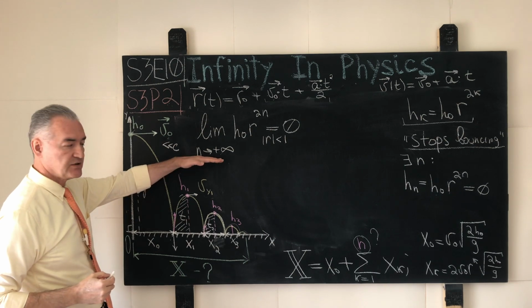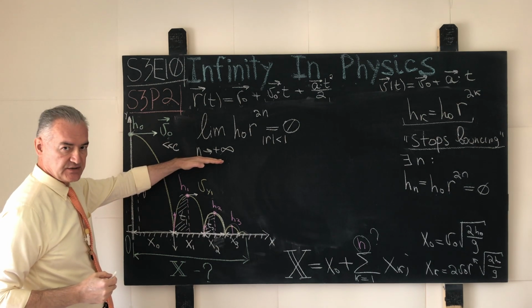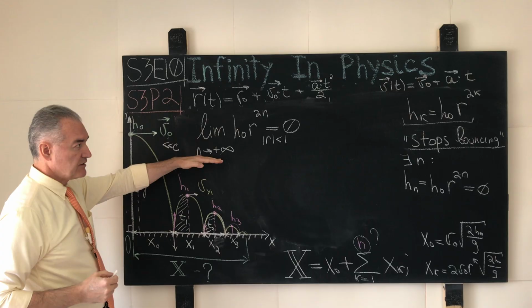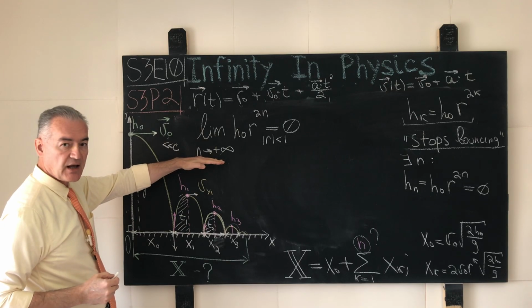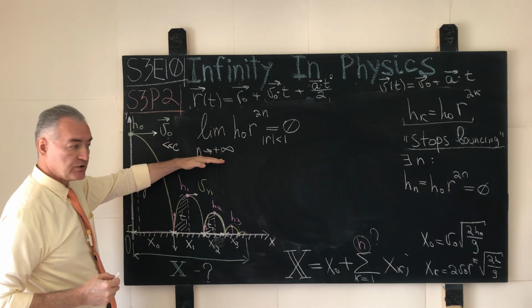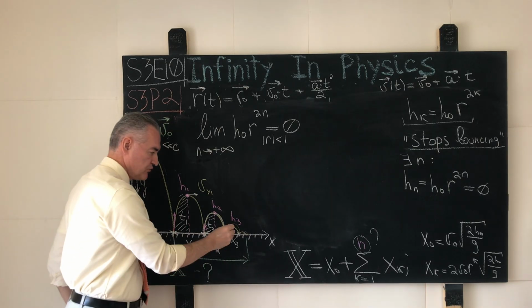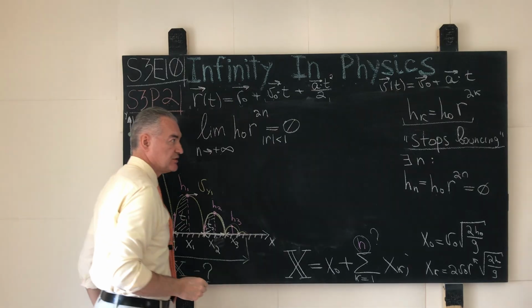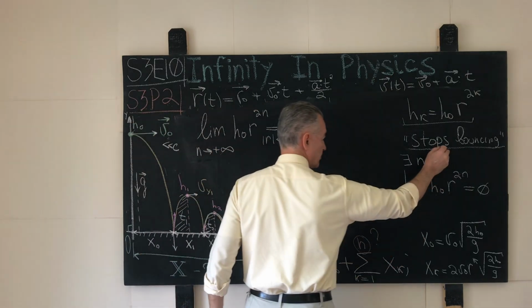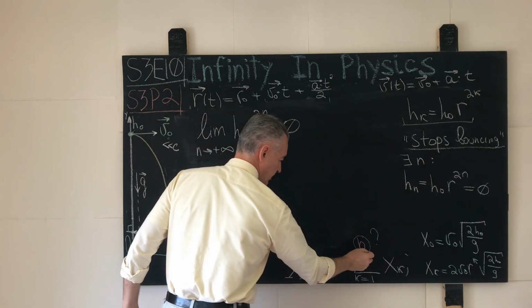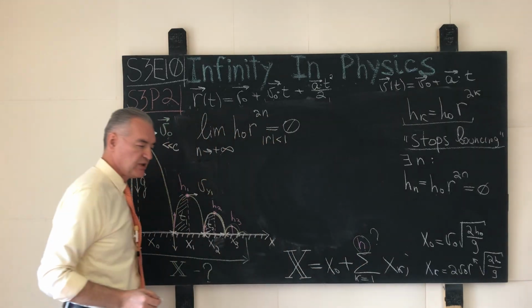So now, once we understand that if this is the case, then under these conditions the chicken will fail to get airborne at all, the highest point of its trajectory will be 0. And that precisely means that it will stop bouncing. But what does that mean over here?